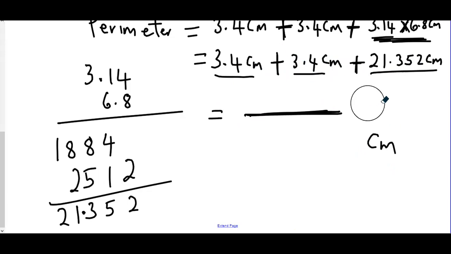Now, since we are adding, we are not multiplying here. Since we are adding, the answer will be in centimeter because we are adding. We are not multiplying. So the answer will be centimeter. So go ahead calculating what is the answer here, and then leave that answer as a centimeter.